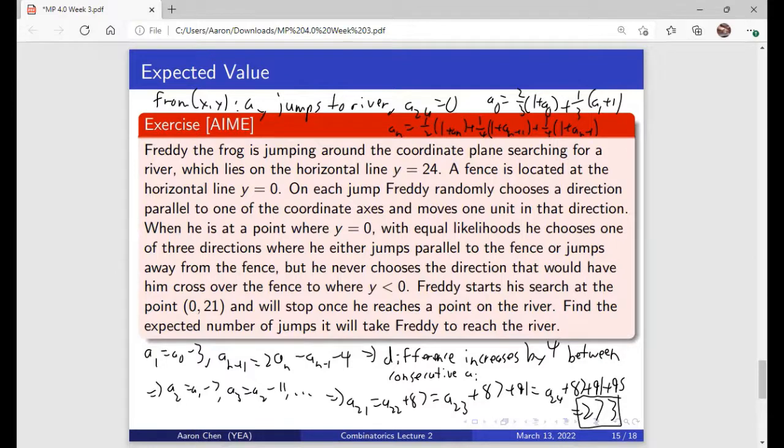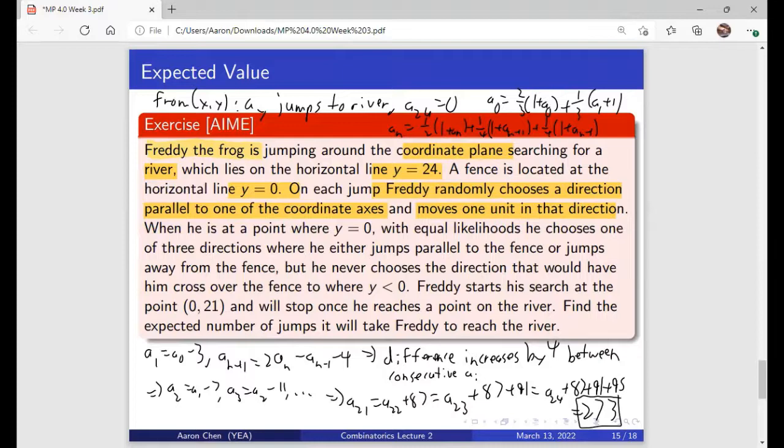So, Freddy the Frog, he's jumping around the coordinate plane, and he's searching for a river that lies on y equals 20. And there's a fence at y equals 0. And so in each jump, Freddy randomly chooses a direction parallel to a coordinate axis and moves 1 unit in that direction. So you can either go 1 unit up, down, left, or right. And they're all equally likely.